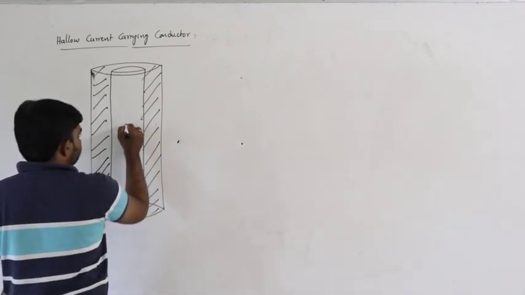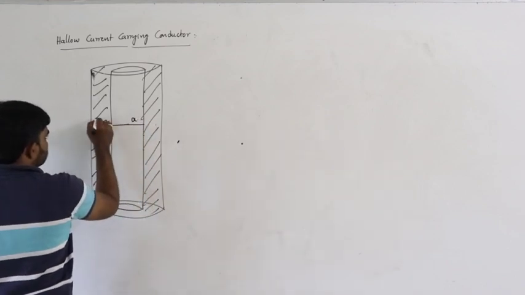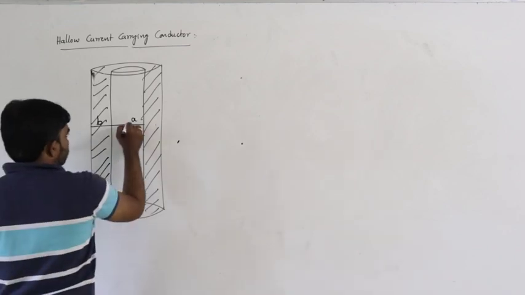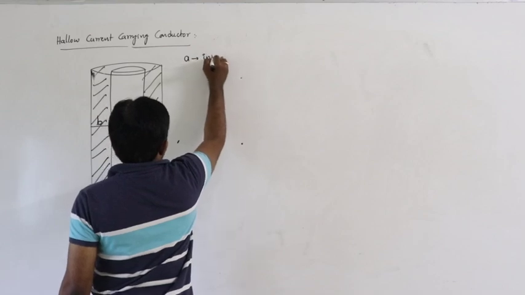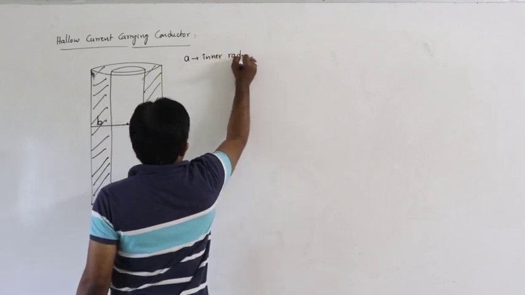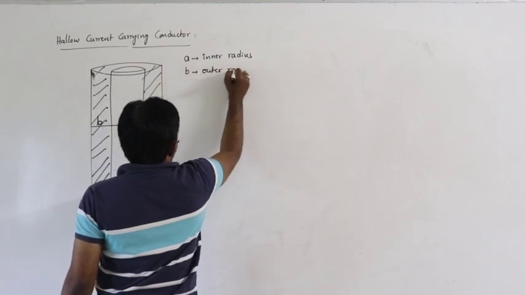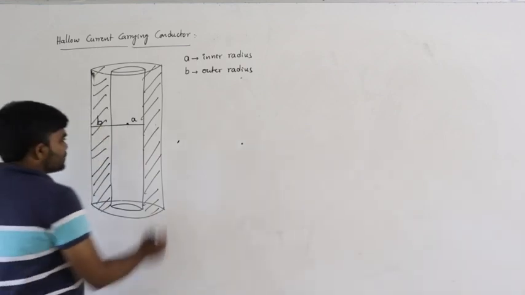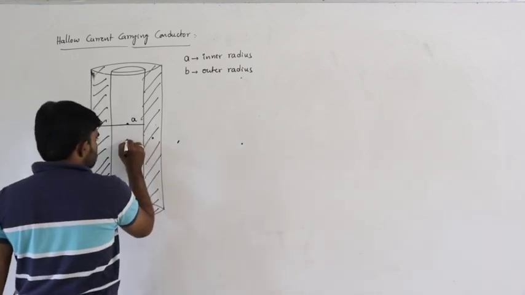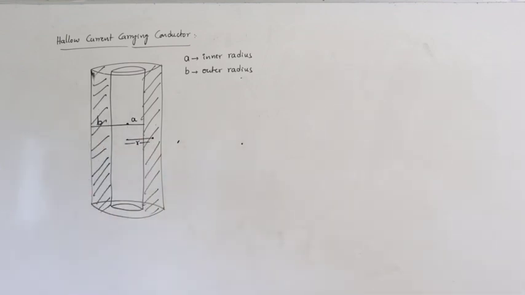So let us say the inner radius is a and the outer radius is b. a is the inner radius and b is the outer radius. Now what is the magnetic field at a distance r from the center? Let us say magnetic field at a distance r from the center. That's what we have to calculate here.